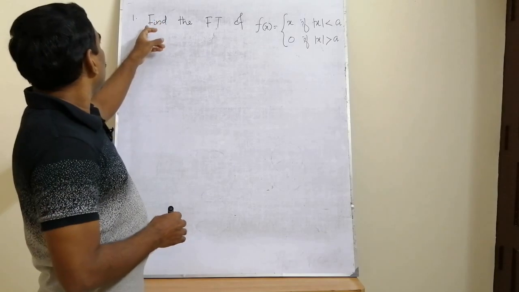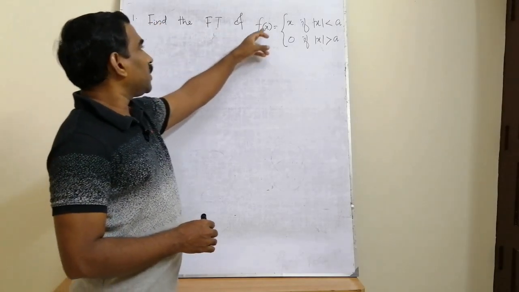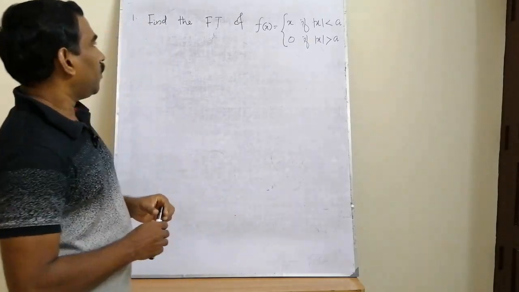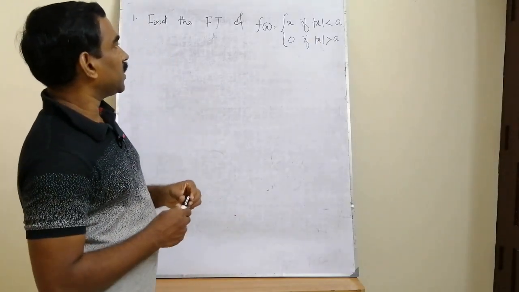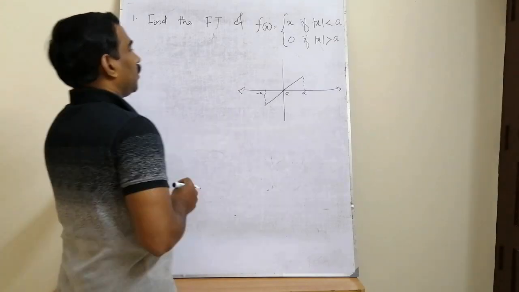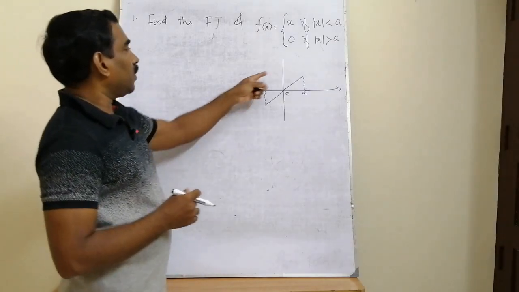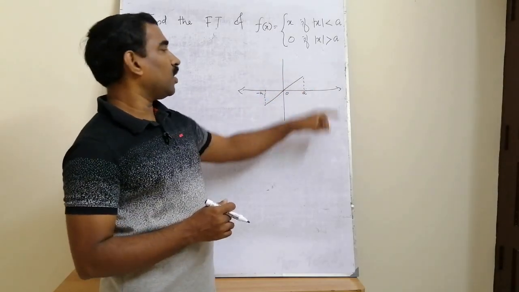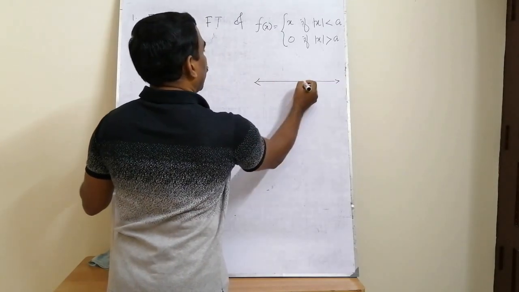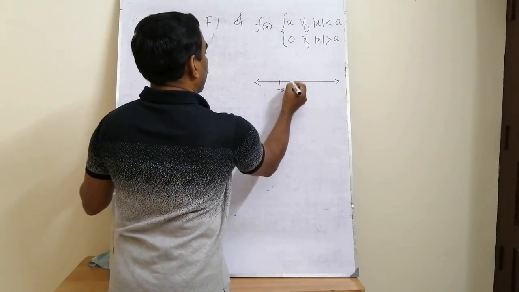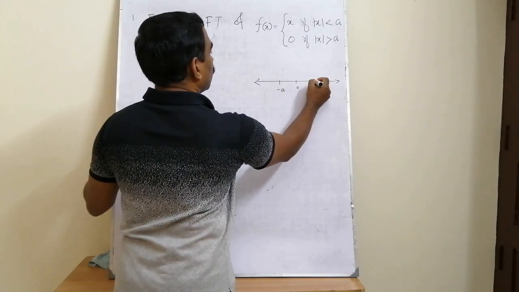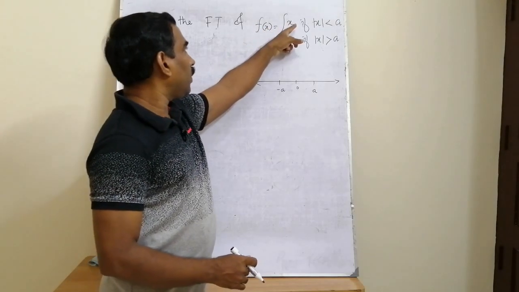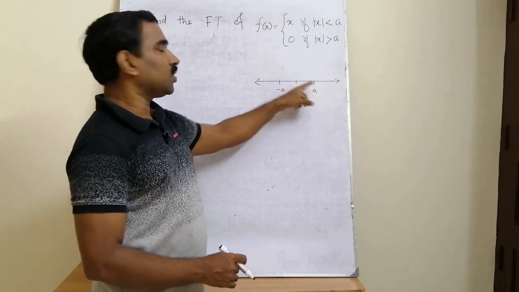Come to the problem. Find the Fourier transform of f(x) equal to x if mod x less than a and equal to 0 if mod x greater than a. And what is the nature of this function? See, from minus a to a, f(x) equal to x, that is the identity function, and equal to 0 otherwise. The entire range we can split as minus infinity to minus a, then minus a to 0, 0 to a, and a to infinity. The function has non-zero values within the range minus a to a and equal to 0 otherwise.